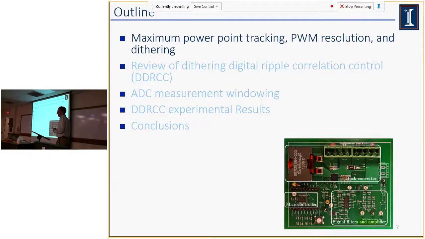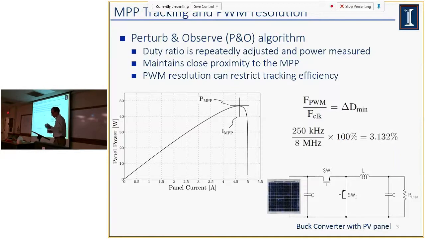Just a very, very quick review of what PV maximum power point tracking is, and then more specifically how PWM resolution affects our maximum power point tracking capability. I'm going to review the dithering digital ripple correlation control, which I've talked about previously and is based on Professor Krein's work. Then I'm going to talk about how we use a windowed ADC measurement technique. And then finally, I'll show how we apply this measurement technique to the maximum power point tracking algorithm and achieve some impressive results.